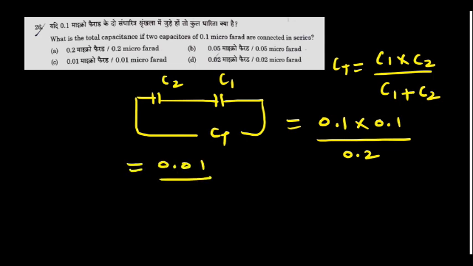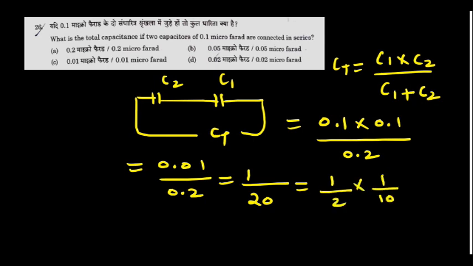So what you will get? 0.01 upon 0.2. Now what I will do? I will multiply by 100. So 1 upon 20 you will get. 1 upon 20 I will write as 1 upon 2 multiplied by 1 upon 10. So it comes to 0.5 multiplied by 0.1, which is equal to 0.05. So 0.05 microfarad is the right answer.